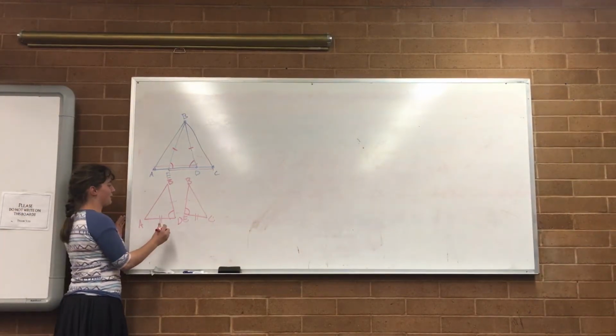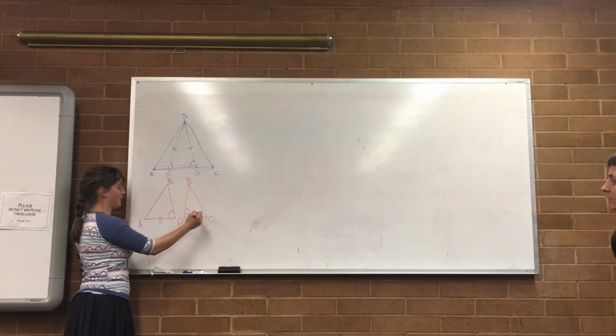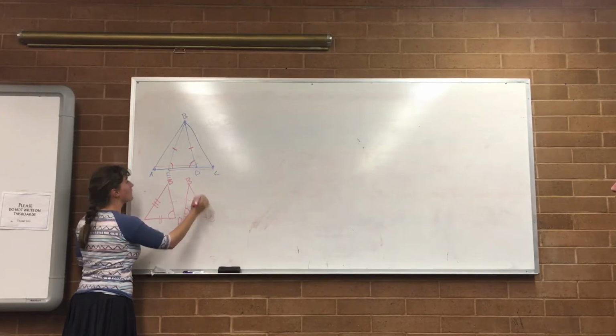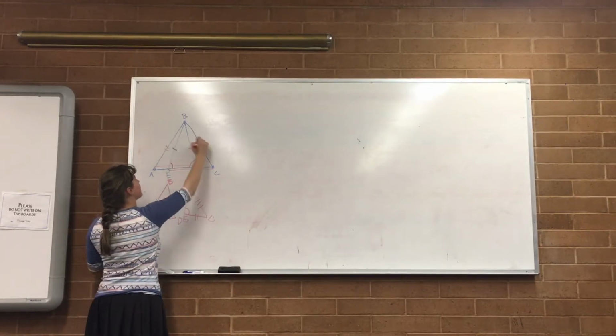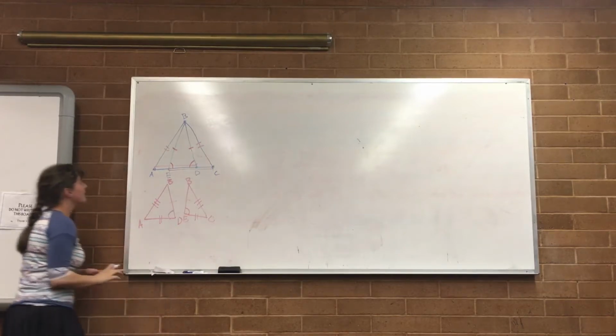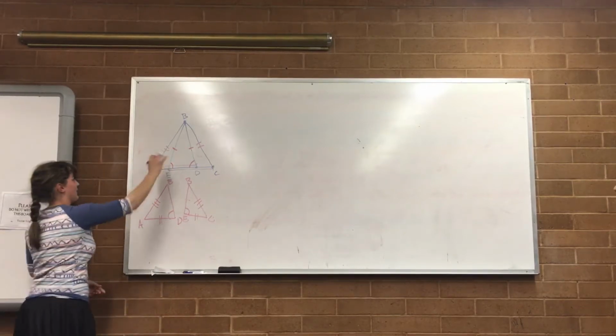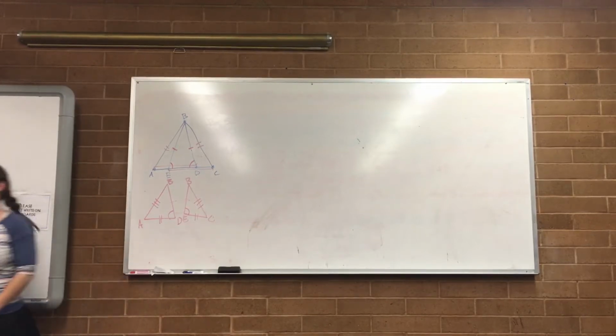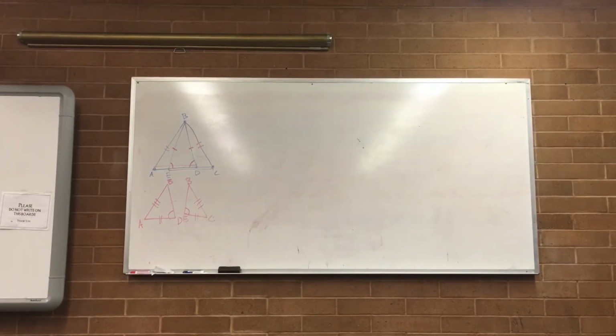Then by side angle side, you can say that the two triangles are congruent, therefore making this one congruent to this one. Making this one congruent to this one. Wonderful. And making that my isosceles triangle. Great. Awesome. Don't worry, Debbie, I've done this before.